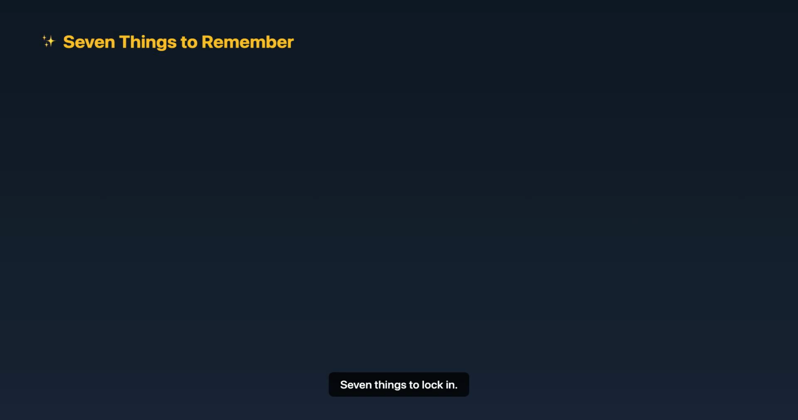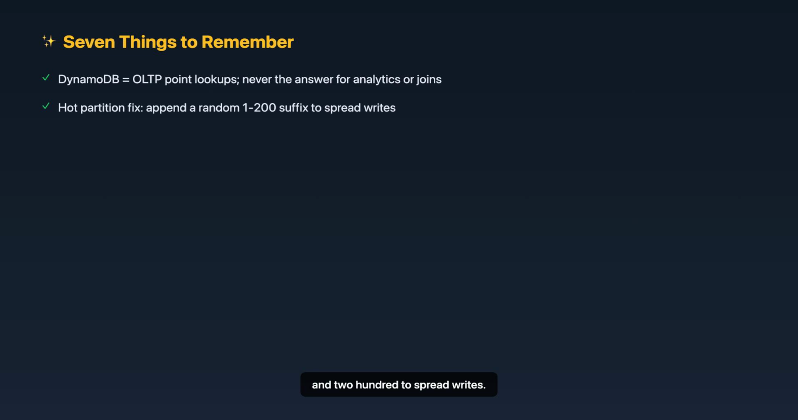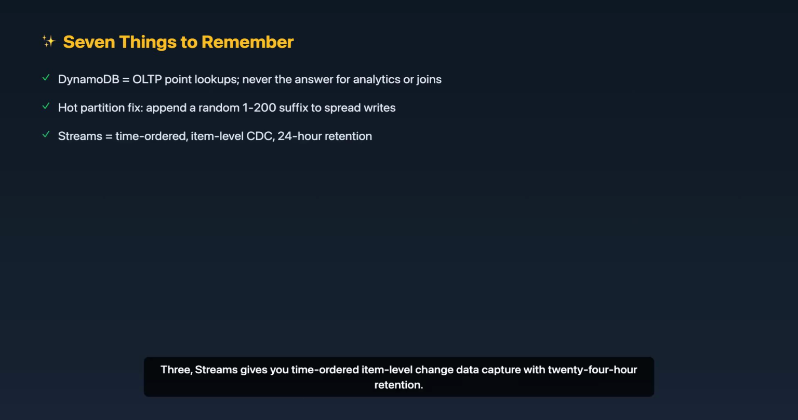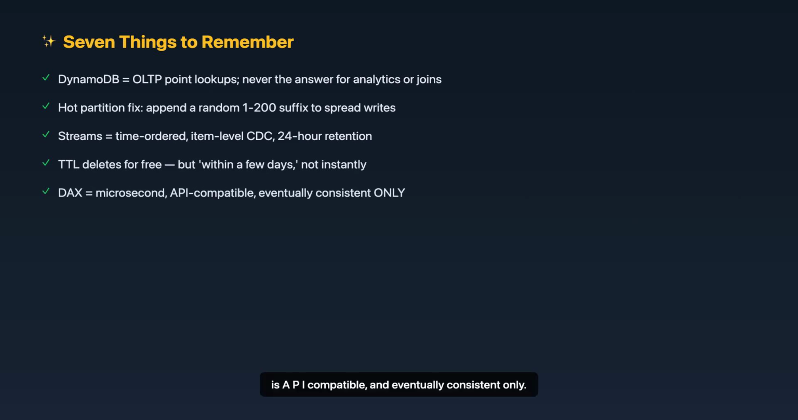Seven things to lock in. One: DynamoDB is for OLTP point lookups, never analytics or joins. Two: the hot partition fix is appending a random suffix between 1 and 200 to spread writes. Three: Streams gives you time-ordered item-level change data capture with 24-hour retention. Four: TTL deletes expired items for free, but within a few days, not instantly. Five: DAX gives microsecond reads, is API compatible, and is eventually consistent only.